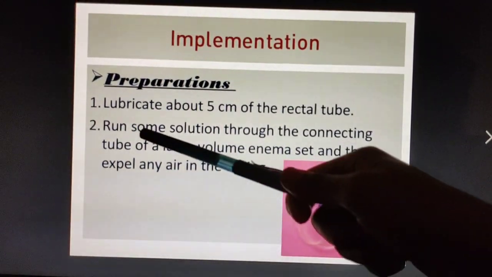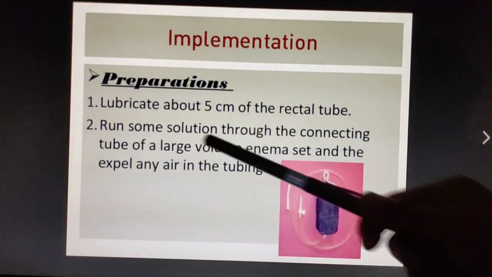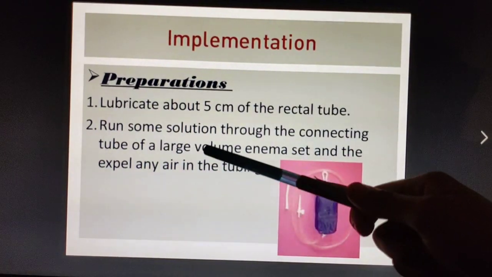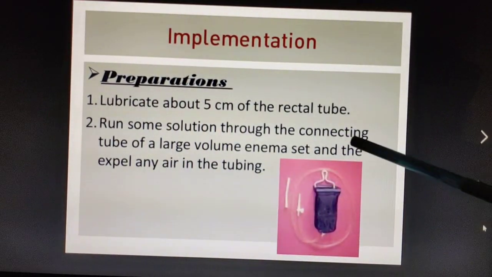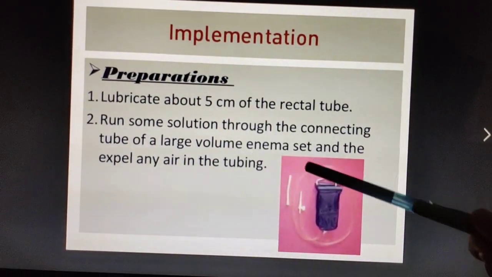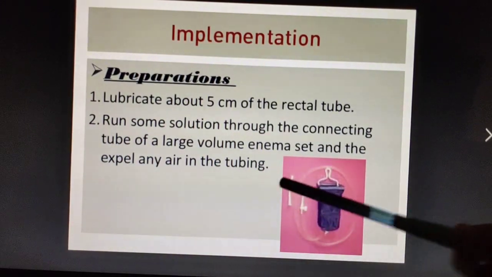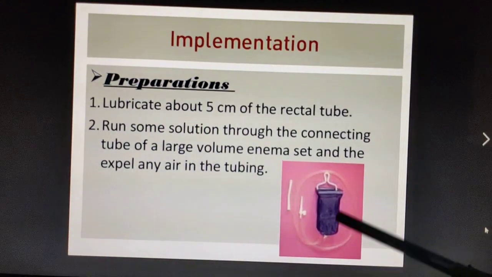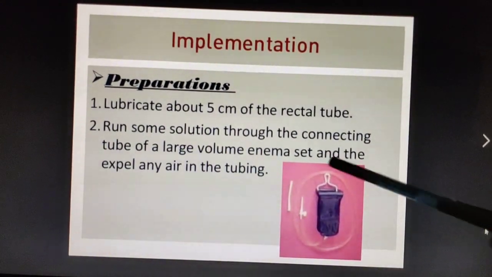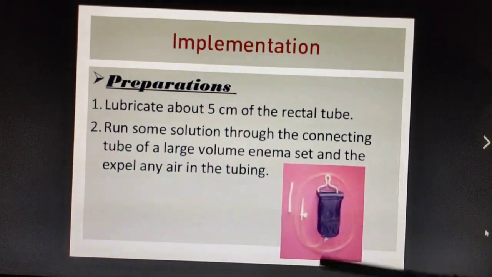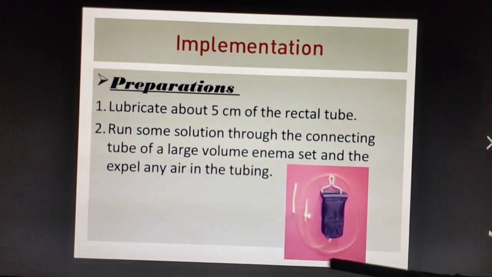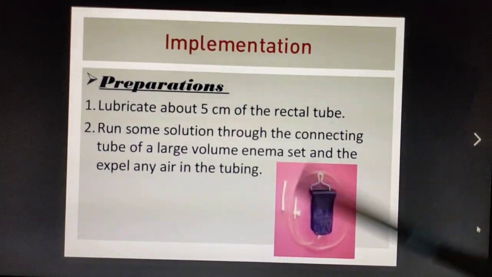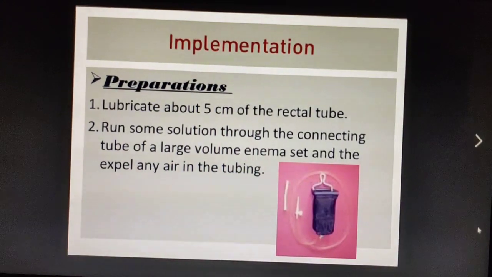Okay, then the next step is to run some solution through the connecting tube of the large volume enema set and expel any air in the tubing. We have to open the clamp here and empty this. No air should be in the tube. Run all the solution till the tip, so no air should be there.